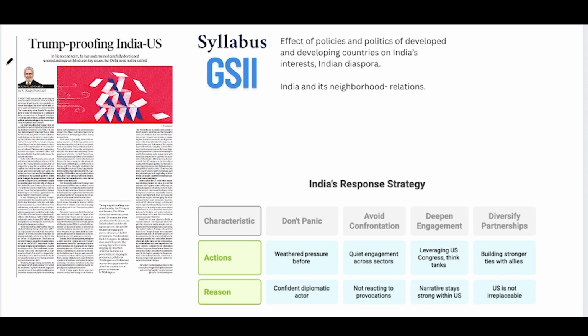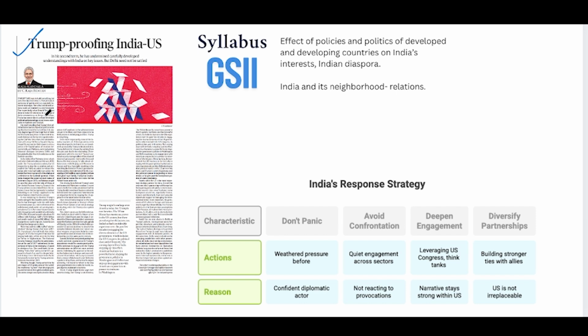The next article that we have taken up has appeared on the Indian Express opinion page. Now, if you look at this article, it has been written by a very prominent international relations scholar, Mr. C. Raja Mohan. And he uses a very specific heading. The title of the text is Trump Proofing India-US Relationships, which means how to protect the long-lasting and ever-improving India-US relationship from probably the last term of Donald Trump.